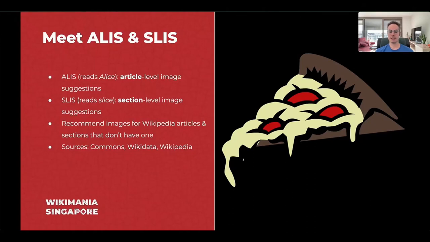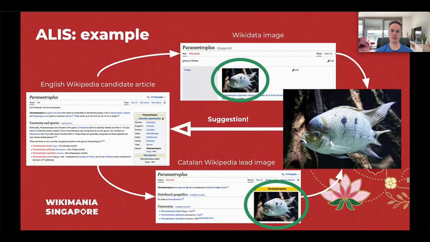Meet Alice and Slice. Alice stands for article level image suggestions, while Slice is section level image suggestions. The goal behind both of them is very simple: to recommend images for Wikipedia articles and sections that don't have one. The main data sources we leverage are Commons images, of course, Wikidata and Wikipedias.